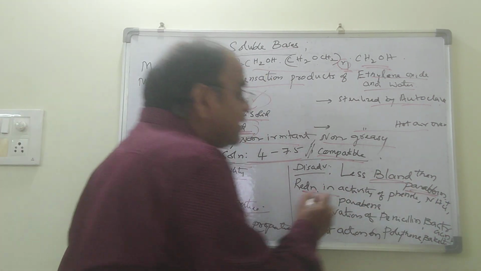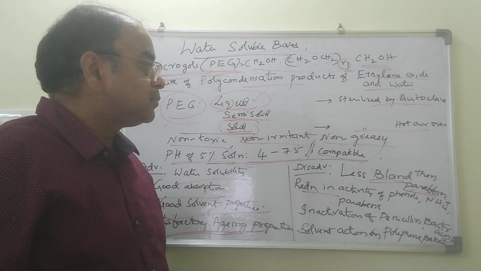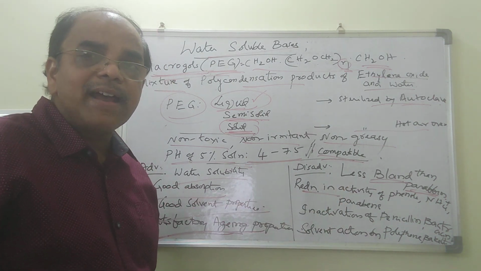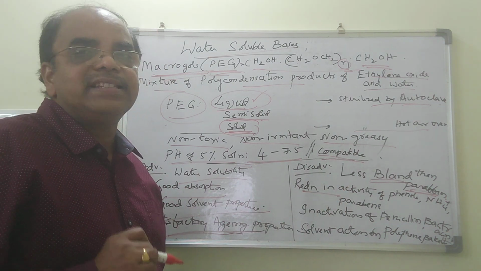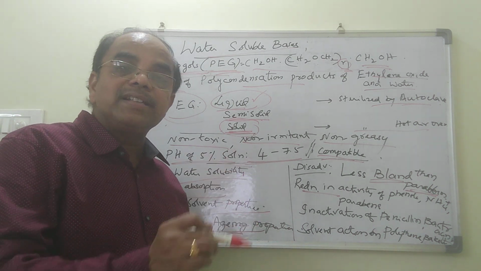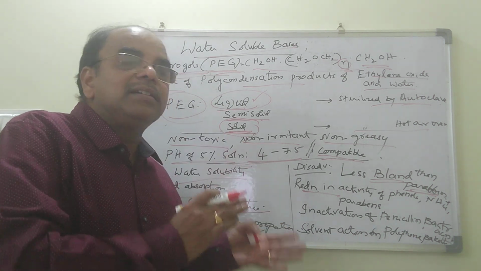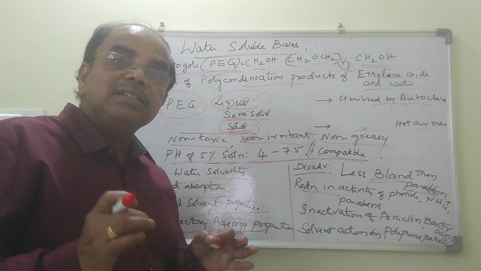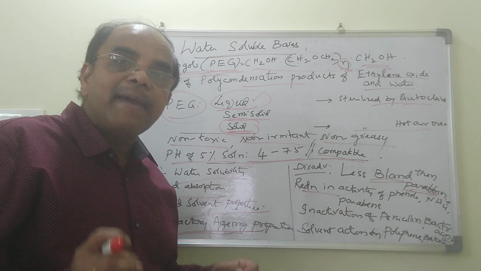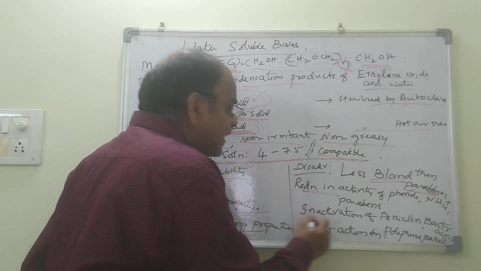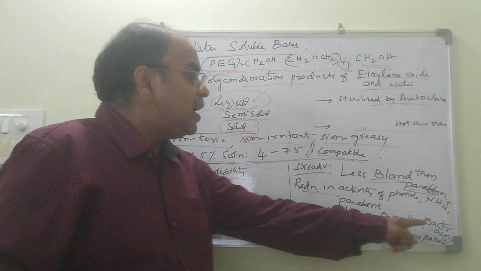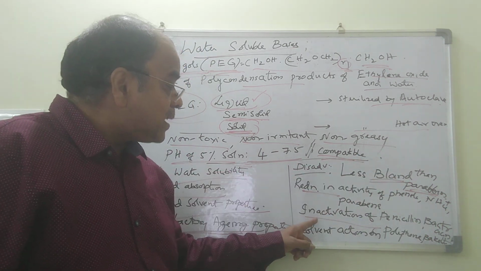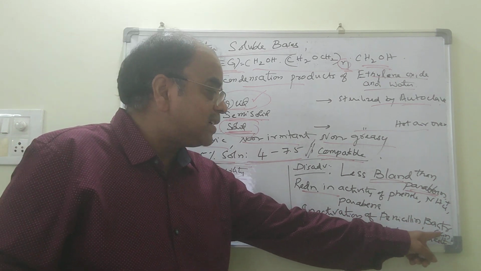And reduction in the activity of the phenols, quaternary ammonium compounds, and parabens. What is paraben? Para-hydroxybenzoic acid. Butyl paraben means butyl para-hydroxybenzoic acid. Para-hydroxybenzoic acid, simply called as the paraben. Inactivation of the penicillin and bacitracin. So compatible with the ichthammol, but incompatible with the penicillin and bacitracin.